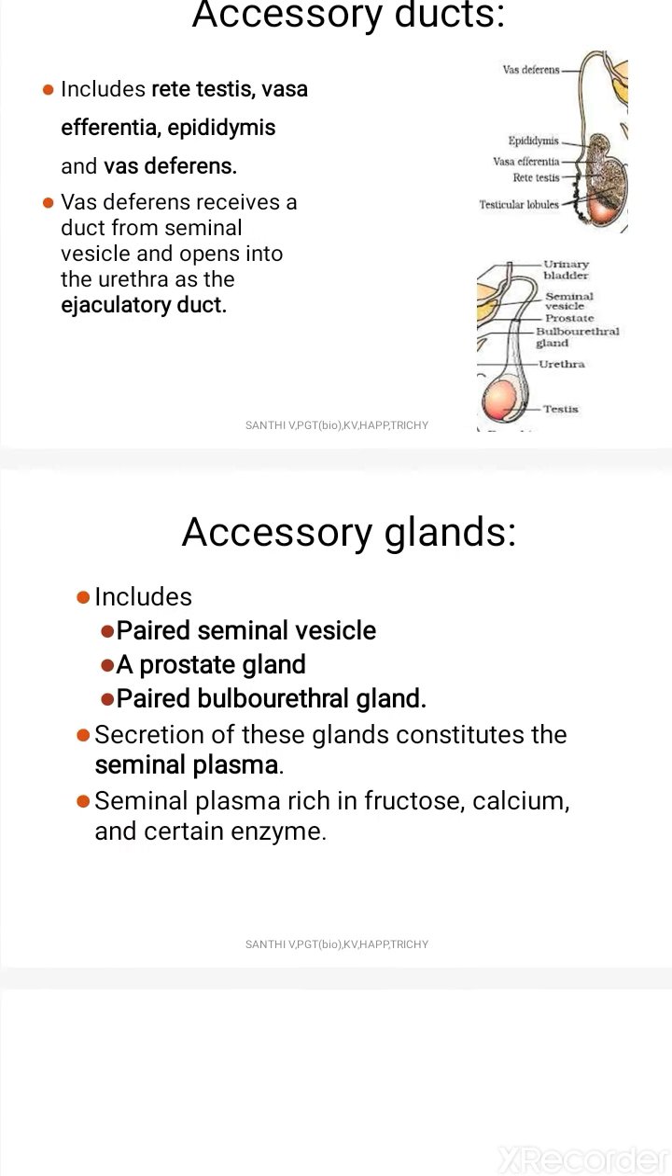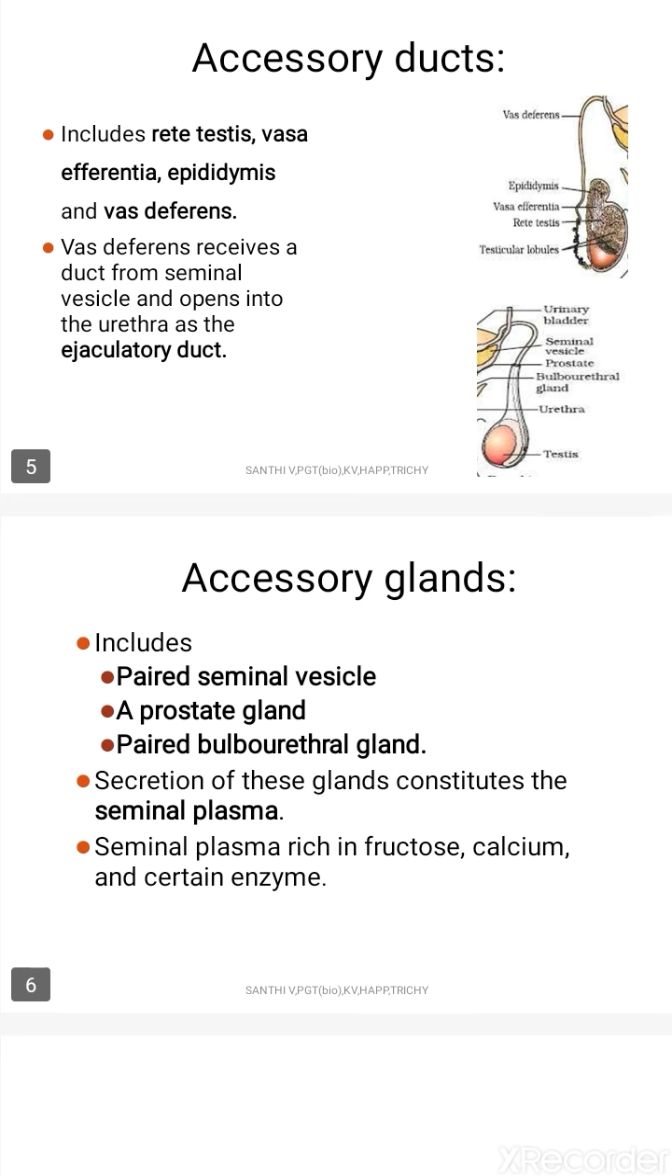Okay children, so today we are concluding here regarding the male reproductive system. In the next class we will study the female reproductive system.